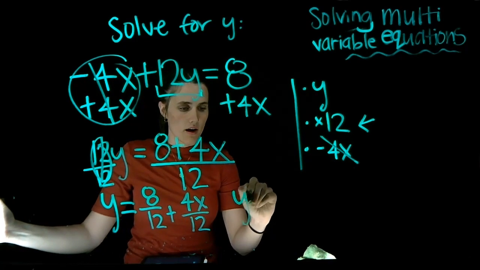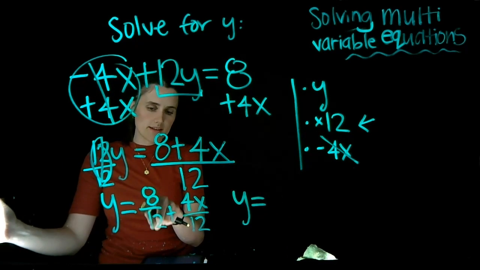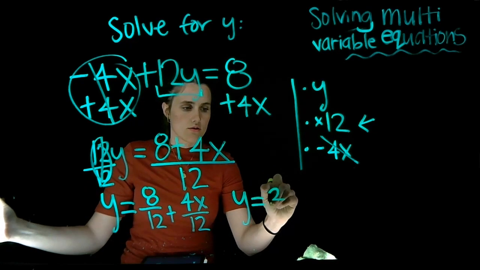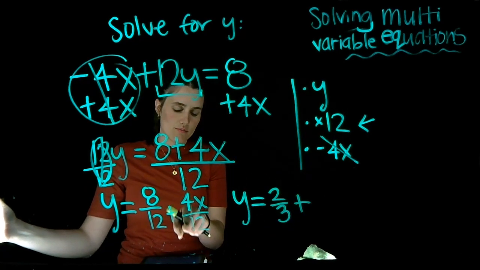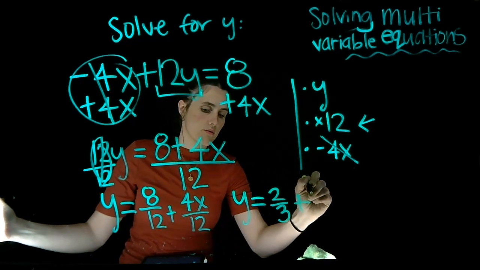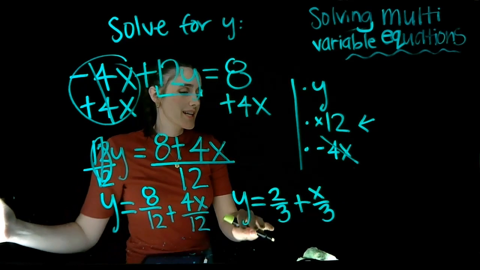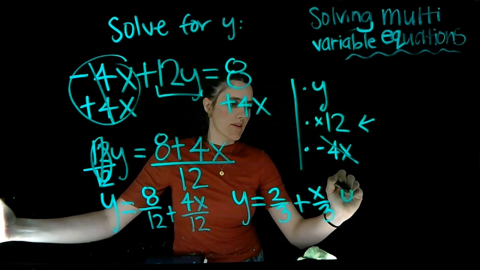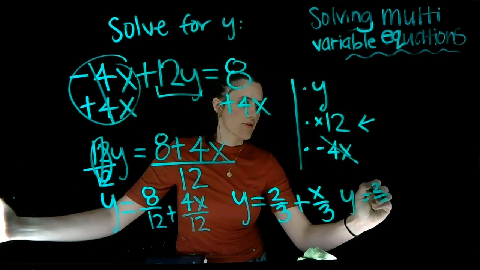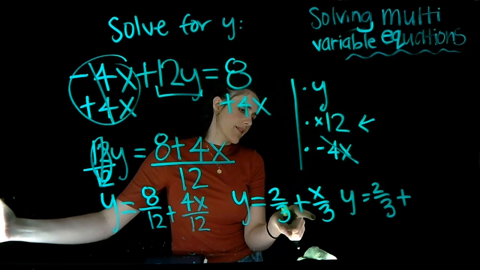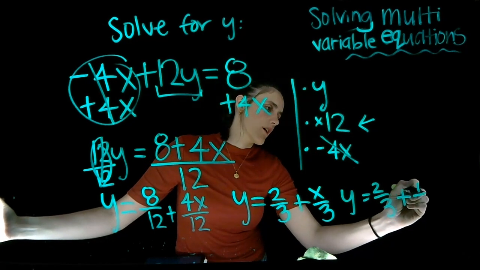So we'll have y equals, if we divide both pieces of this fraction by 4, this becomes 2 over 3 plus, we divide both pieces of this fraction by 4 as well, we'll get x over 3. Okay, and then we can even go one step further and we can write this as y equals 2/3 plus, instead of x divided by 3, I'm going to write this as 1/3 x.